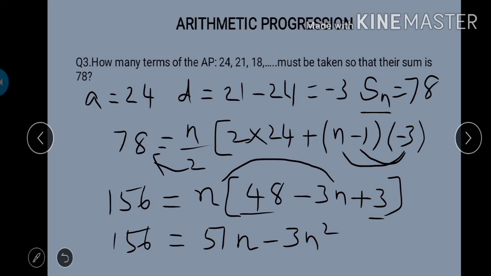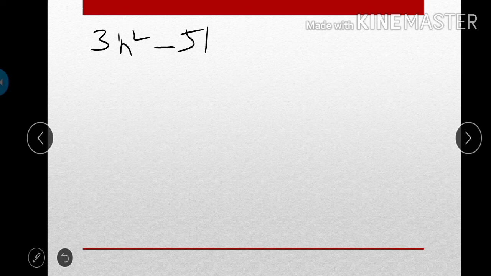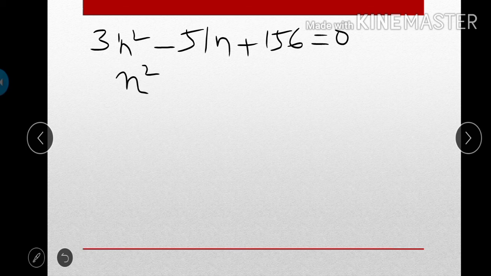Now rearranging this, I'll have 3n square minus 51n plus 156 is equal to 0. Since all the terms are divisible by 3, I can simplify this as n square minus 17n plus 52 is equal to 0. Divide all terms by 3 and you will get n square minus 17n plus 52 is equal to 0.